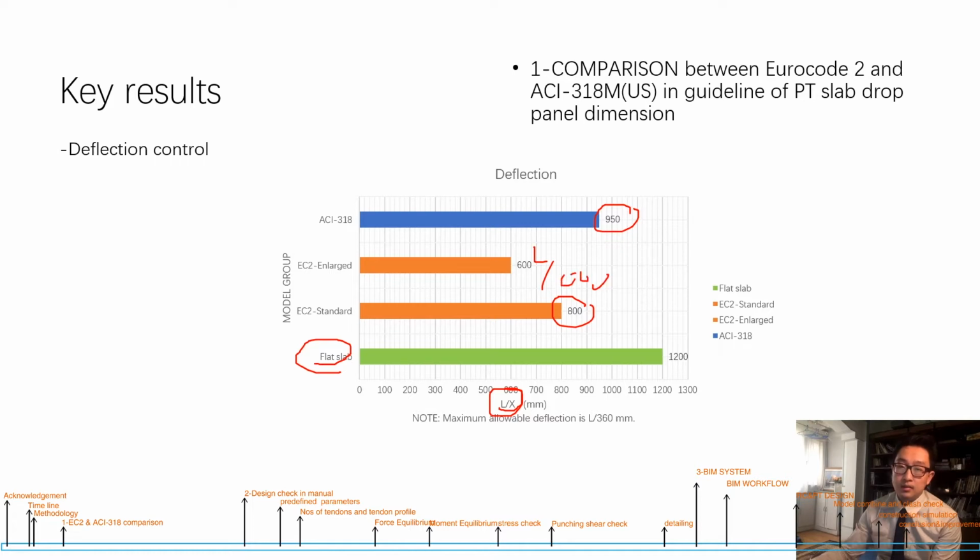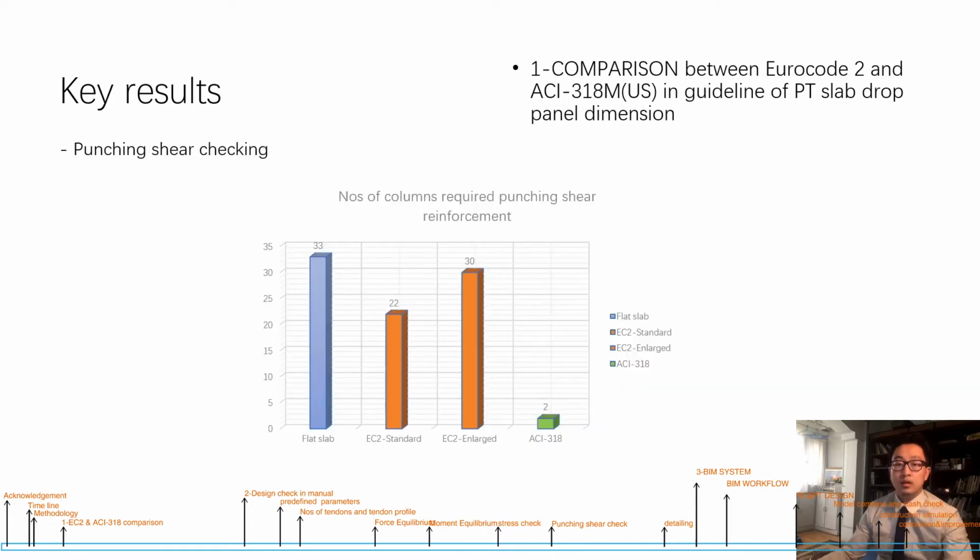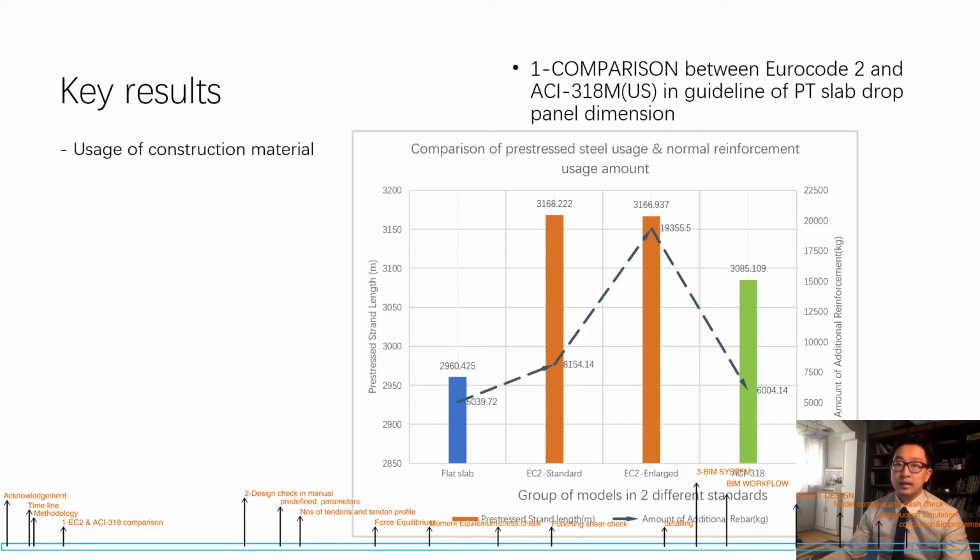So in this full model, the flat slab has the smallest deflection, then comes ACI 318, then the EC2 inline model has the largest deflection. Okay, so the fourth table is the punching shear comparison, from the numbers of columns that require punching shear reinforcement. It is obvious that the ACI 318 PT structure has the best punching shear resistance ability. So, go to the next.